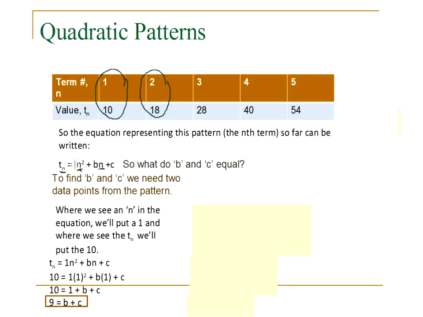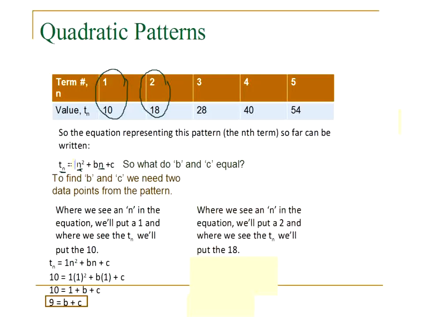And there's lots of answers to that. There's lots of possibilities for B and C. So I'm going to need another equation, and that's why I'll plug in 2 and 18. I could have plugged in 5 and 54, but I'll always plug in the first 2 because I like working with 1s and 2s. And those n values for the first 2 will always be 1 and 2. And so when I do this, I plug this in. 2 squared is 4 times 1 is 4.